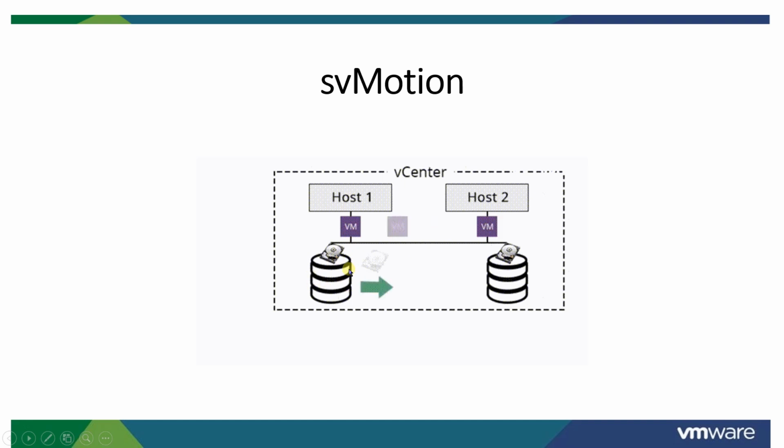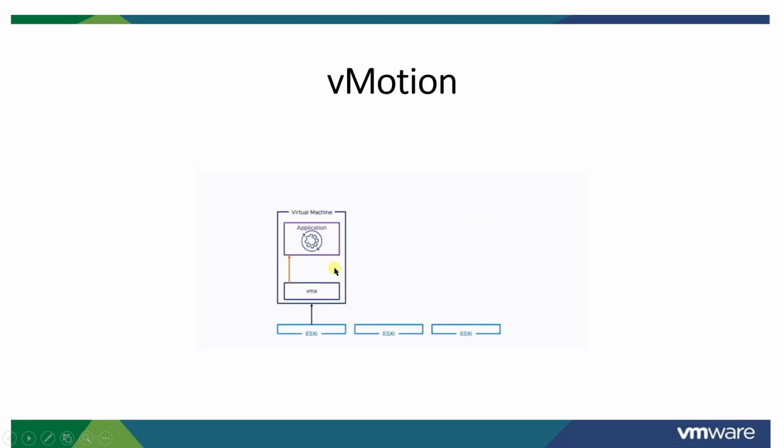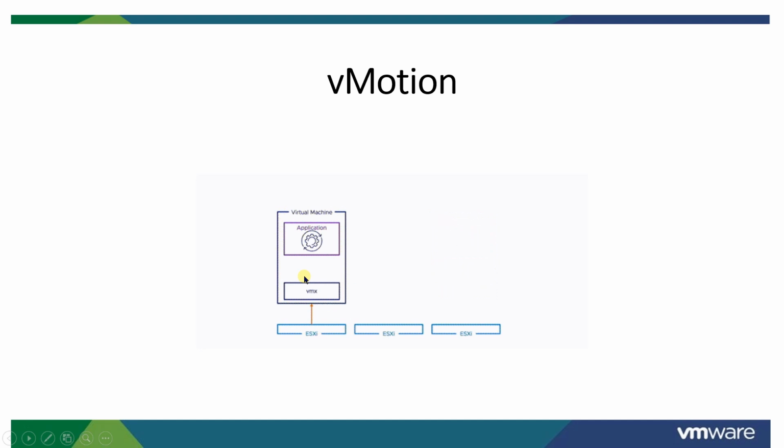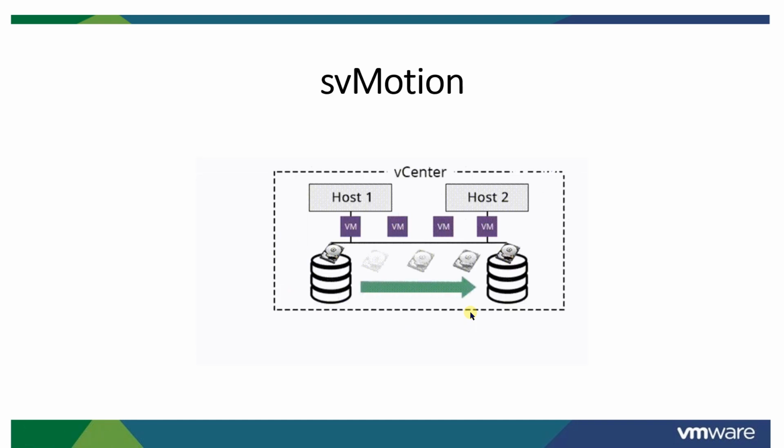So what is going to happen? Earlier the hardware was changing: this virtual machine was getting migrated live from one hardware to another hardware, and the storage was the same. But in svMotion, the physical hardware, that is the ESXi host, will remain the same, but the storage will change without any downtime, and this feature is called svMotion.